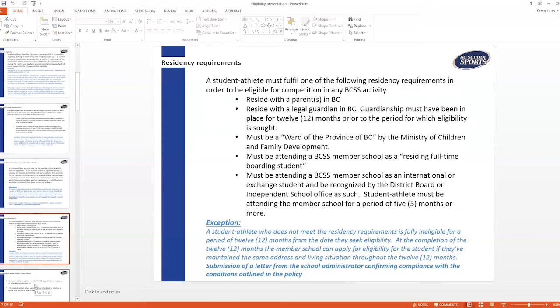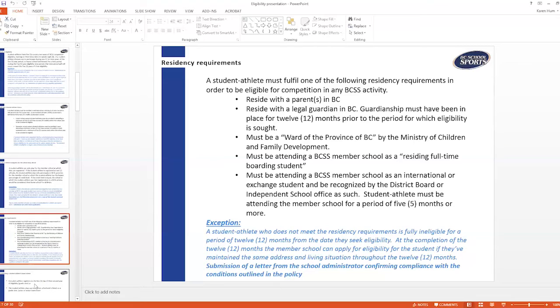So a student must fulfill one of the following residency requirements in order to be eligible for competition in a BCSS activity. They either need to reside with a parent, reside with the legal guardianship, and the guardianship must have been in place for 12 months prior to the period for which they're seeking eligibility. They must be a ward of the province, determined by the Ministry of Children and Family Development, or they must be attending a BCSS member school as a residing full-time boarding student, or they must be attending a BCSS member school as an international exchange student and be recognized by the district board or independent school office as such. If they are attending as an international or exchange student, they must be here for a minimum of 5 months to be eligible.